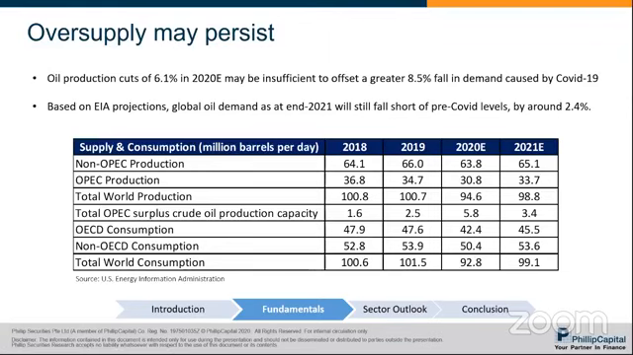So we believe that oversupply may persist. It may take up to 2021. Even by end 2021, we can see that there is still a slight oversupply situation itself. So this will definitely continue to drag on oil companies.